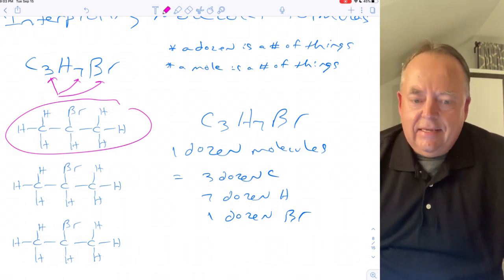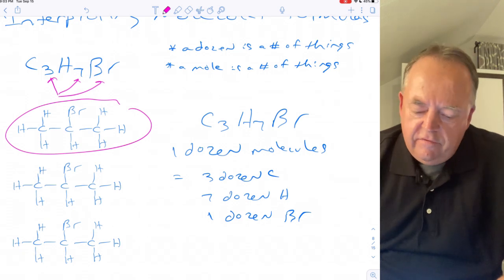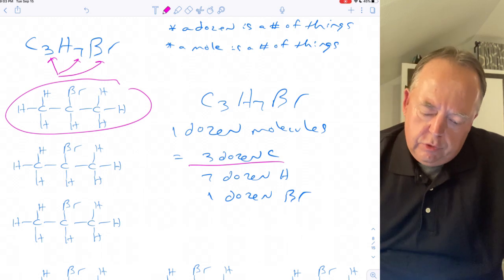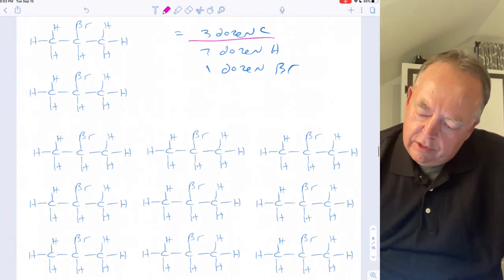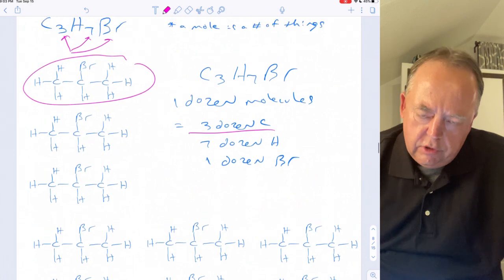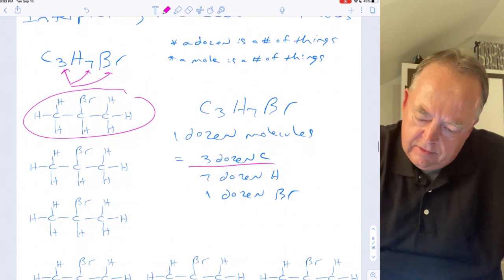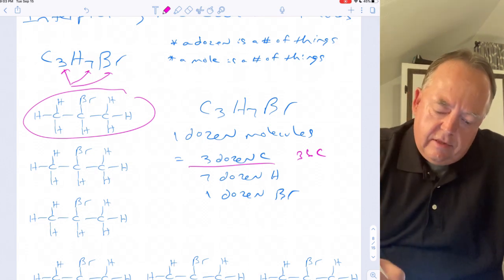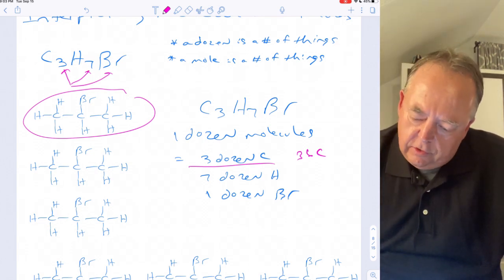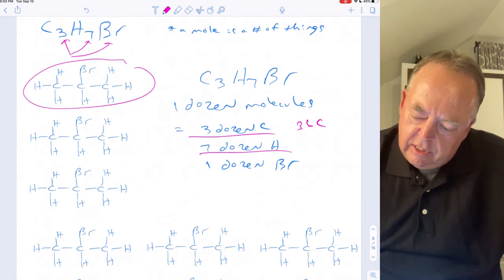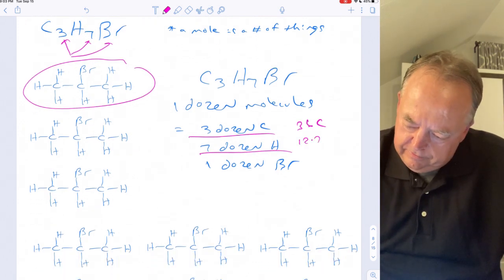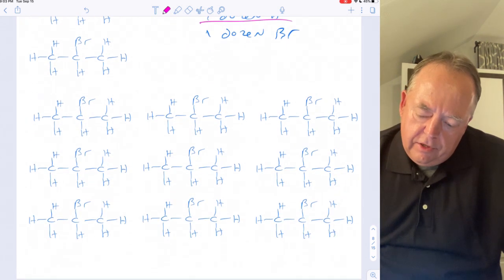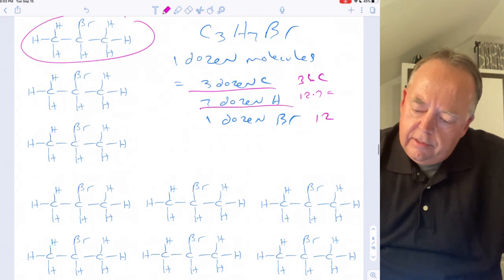If you wanted to stick a dozen after that, if you had 1 dozen of these molecules, then how many carbons would you have? Well, you would have 3 dozen carbons, you would have 36, right? So I've got 12 molecules drawn here. If you want to count all of the carbons, you would see that there's 36 of them. And if you wanted to count all of the hydrogens, well, if you had 1 dozen of these, then there's 7 dozen hydrogens. So if you counted all the hydrogens here, you would get 7 times 12. Or if you counted all the bromines, since there's only 1 bromine per molecule, then there would be 12 bromines, right?